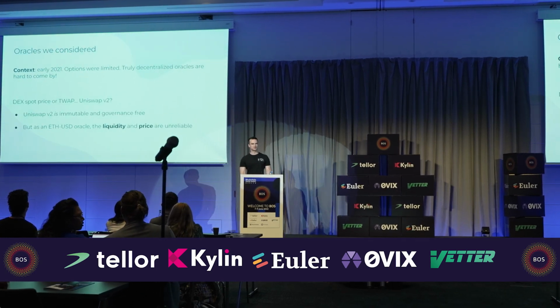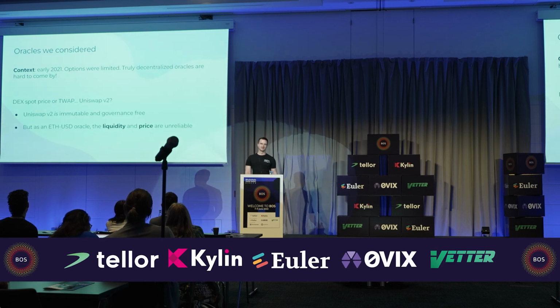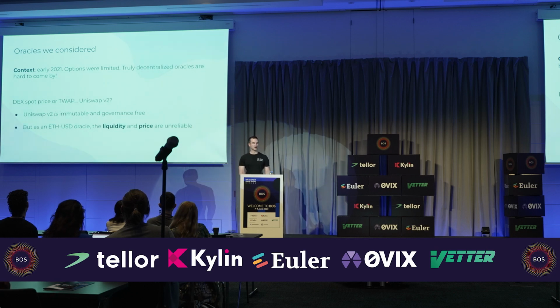So we considered a few different options for oracles. Just to set the context, it was early 2021, so the landscape was quite sparse. There were a few protocols out there, but truly decentralized oracles were hard to come by. And there were projects that were planning to decentralize in future, with no deadlines, just some vague promise to actually decentralize, but that wasn't good enough at the time. We considered using a DEX, particularly Uniswap v2, because we really liked the fact that it was immutable and governance-free, which really fits with Liquity. This was before Uniswap v3 had launched, by the way.